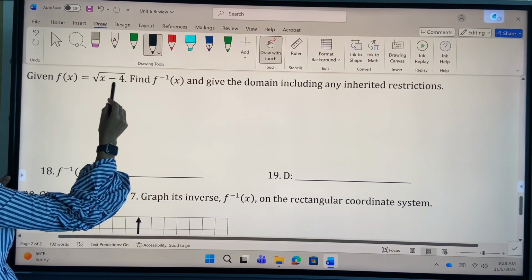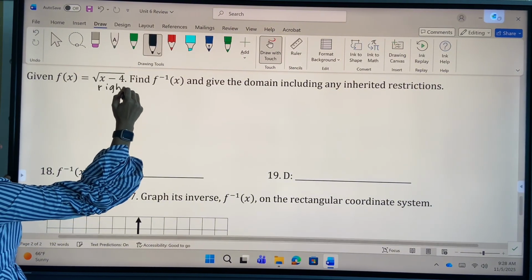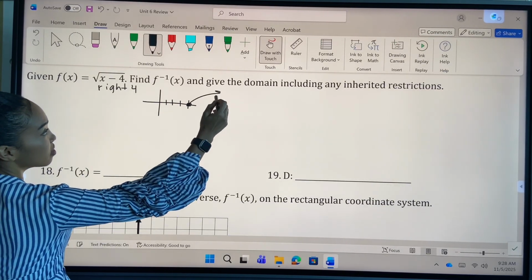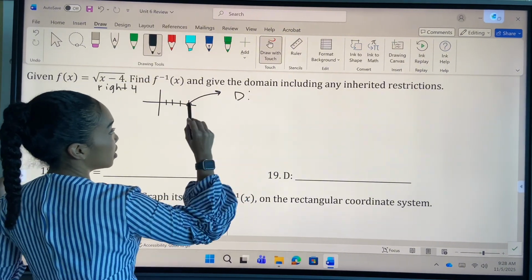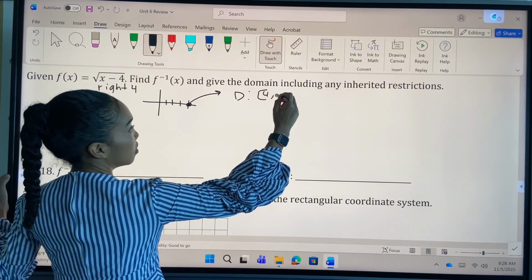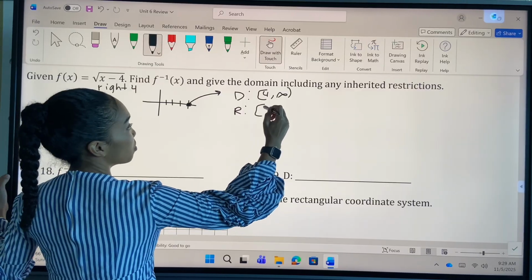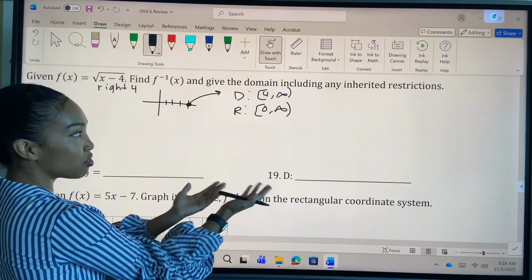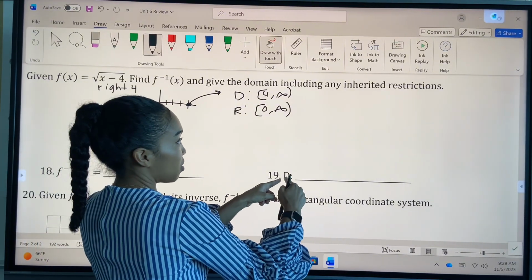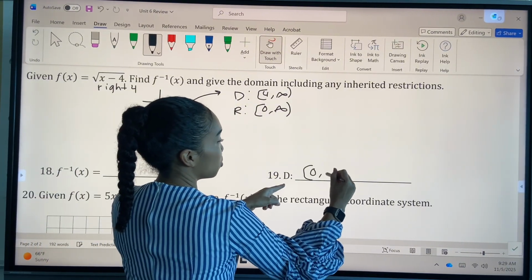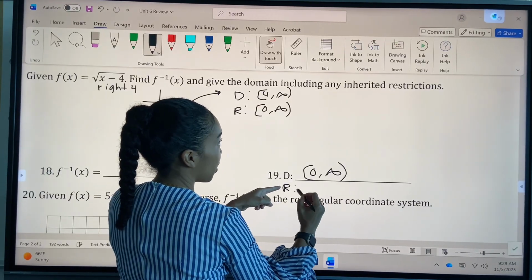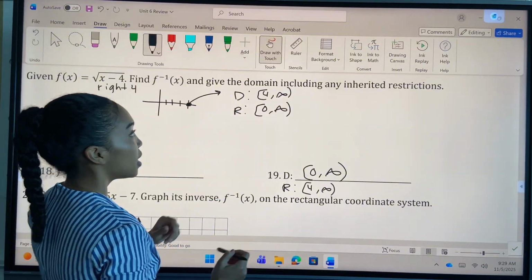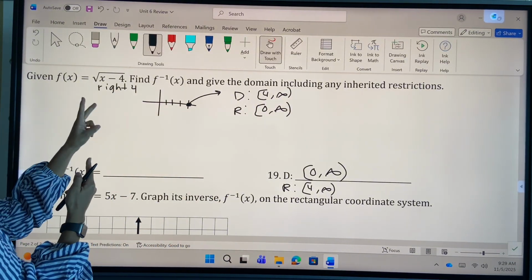This is a square root function that went to the right 4 units. So if you were to graph it, 1, 2, 3, 4, it looks like this. So that means the domain is from 4 to infinity, and the range is from 0 to infinity. That means if you swap it, that's going to be the inverse's domain and range. So the domain for the inverse will be 0 to infinity, and if it asks for the range, it would be 4 to infinity. It just swaps.